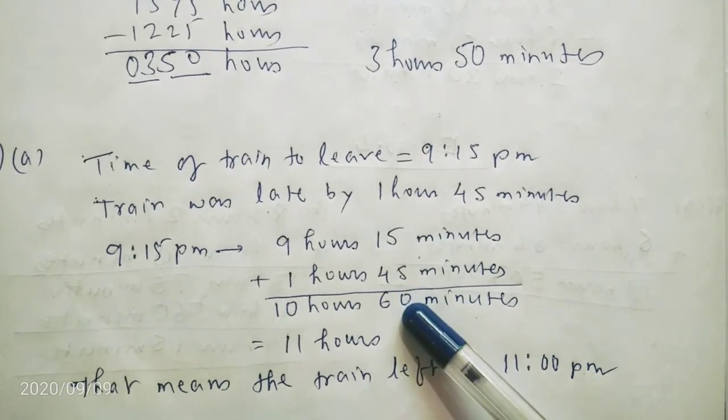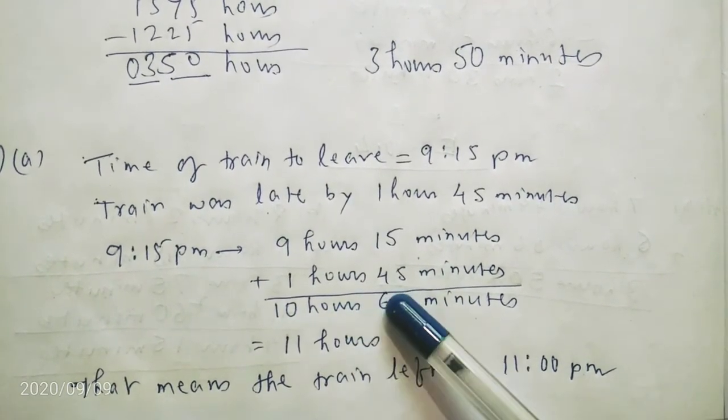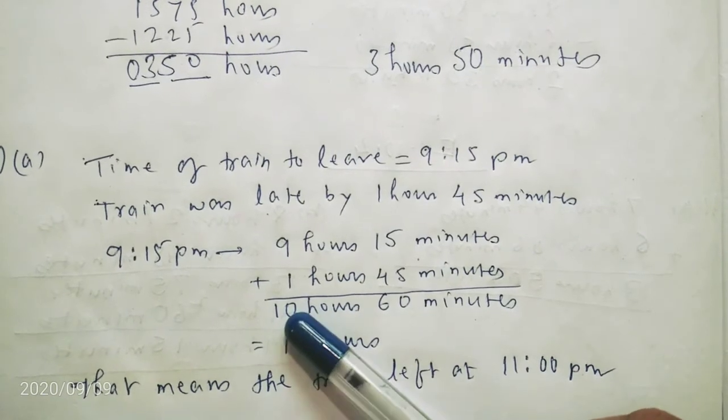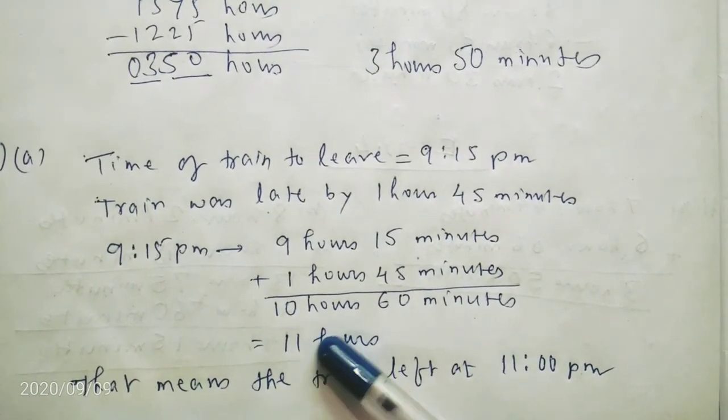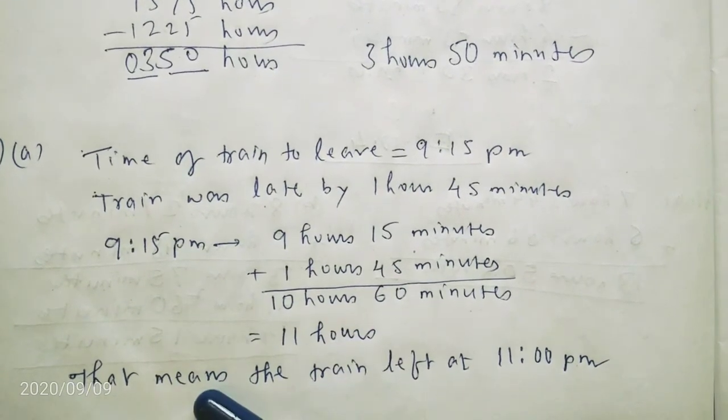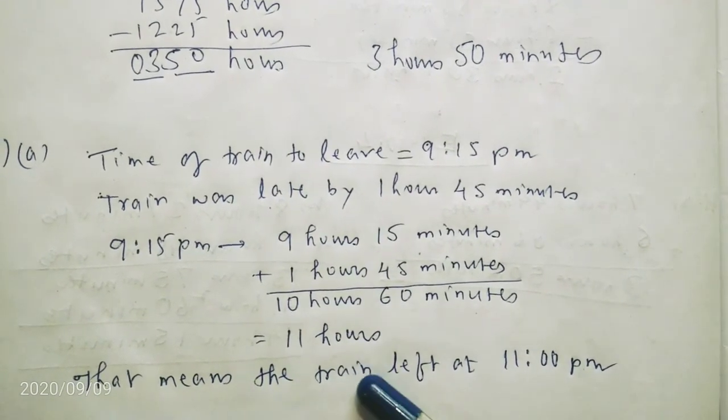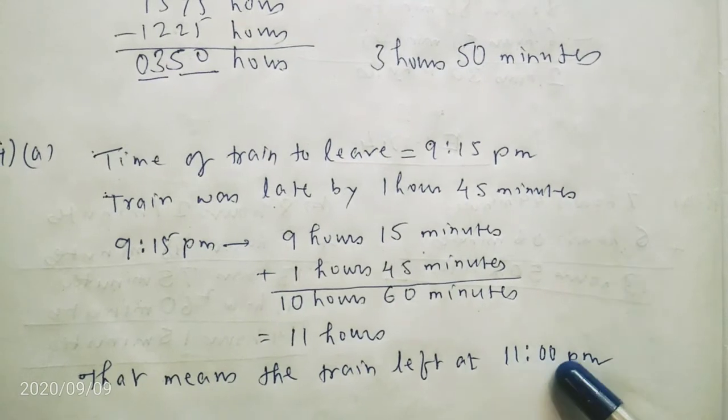60 minutes is equal to what? 1 hour. So you can add 1 hour to 10. That means it will become 11 hours. So 11 hours, and the train left. That means the train left at 11 p.m.